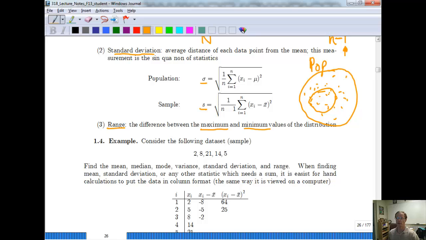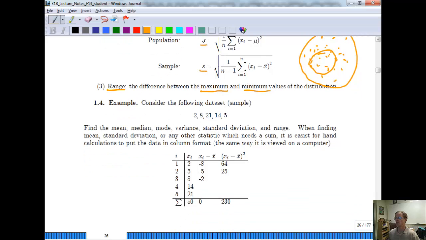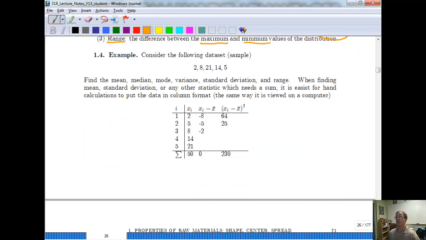Okay, now let's consider this little toy data set. Okay, 2, 8, 21, 14, 5. First of all, there's no mode, so don't worry about that. The median has to be found by putting them first in order. So I'm going to order them here: 2, 5, 8, 14, 21. So mode is none. Median is going to be 8.